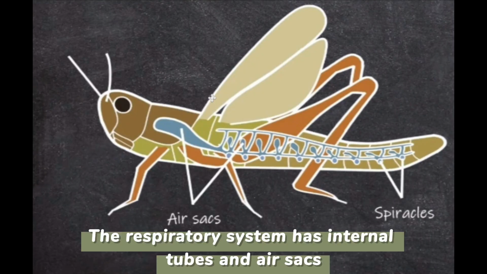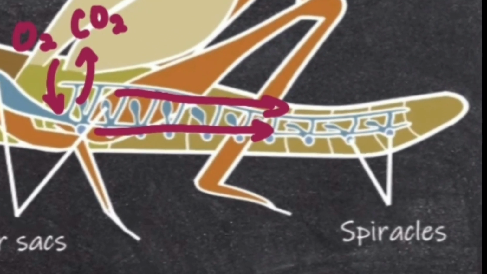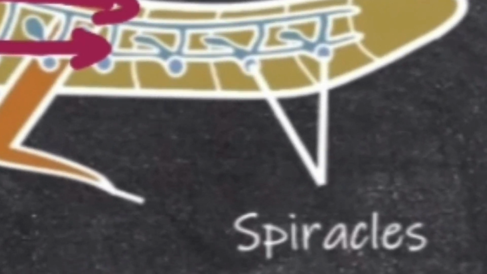Next, the Insecta respiratory system has internal tubes and sacs. Gases either diffuse or are actively pumped to deliver oxygen directly to the needed tissues via the trachea. There's an opening on the sides of an insect's abdomen that's called spiracles. Here, air is taken in. Spiracles act like the nose for insects.